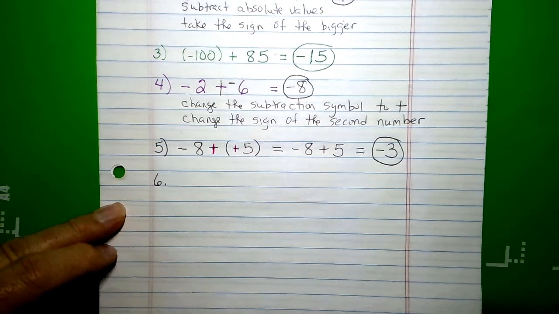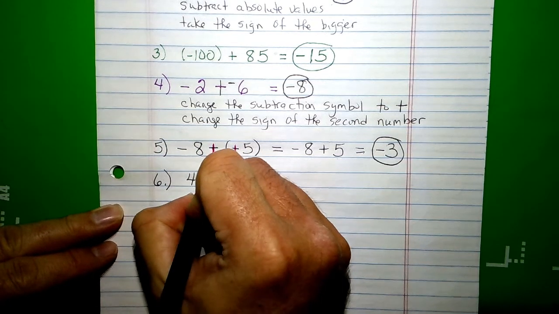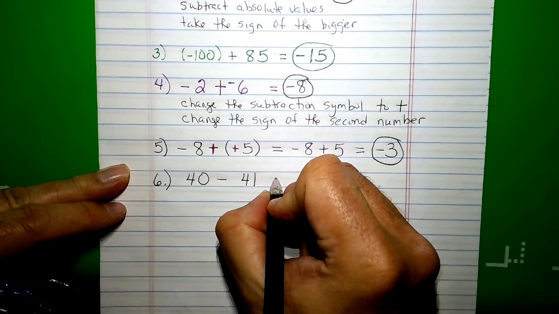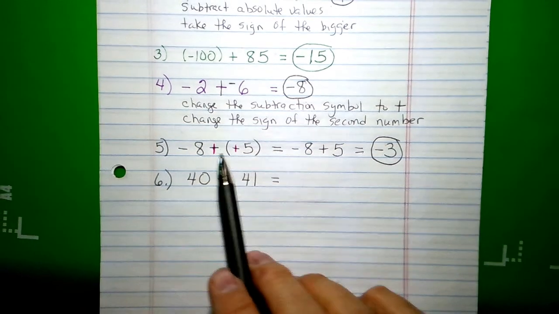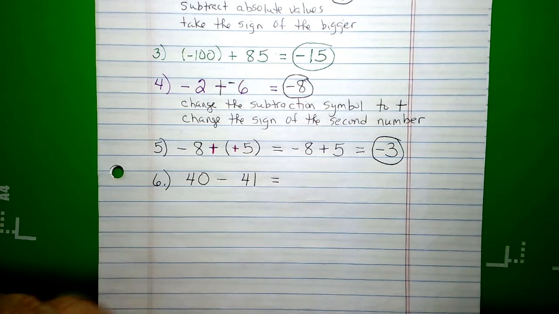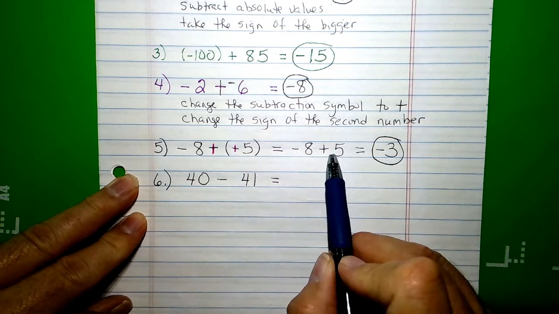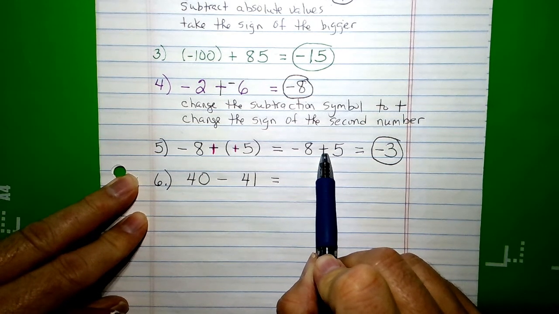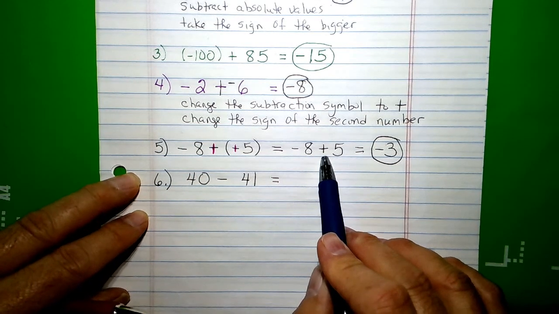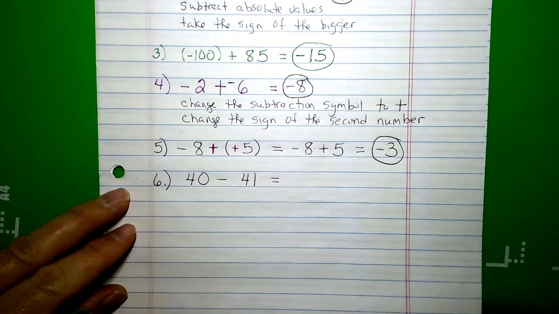Here's another one. 40 minus 41. Oh, by the way, going back up here, when you see this minus and negative, a lot of times you'll hear people state the rule, okay, a minus and negative is just a plus. So if you see a problem with a minus negative, it becomes just a plus. What about number 6? 40 minus 41.